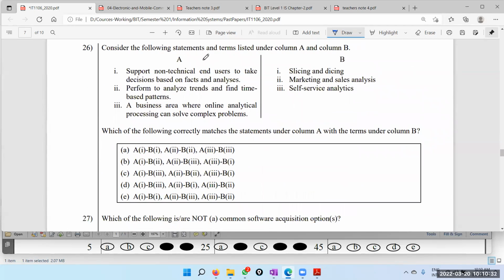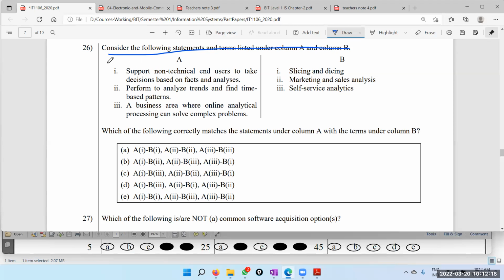26. Consider the following statements and items listed under column A and B. Now I am doing this paper slowly because this is the first paper I am discussing. The other paper I am going to go through very fast, so don't expect me to do this slowly, and I am doing only 2 papers. The 2020 paper, and if I get the 2021 paper, most probably they will publish this week, then your information systems subject is over, right?